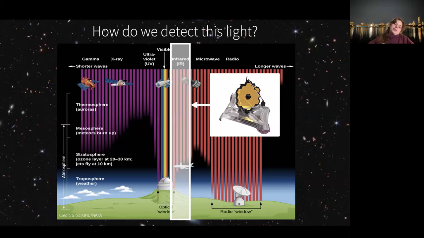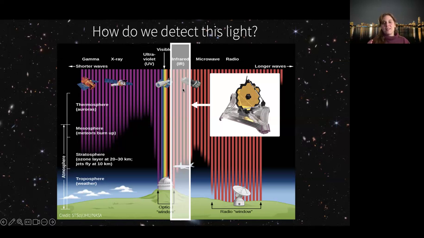And so I'd like to spend most of the rest of the talk telling you why infrared, how you detect such faint light in the infrared, and what specifically James Webb Space Telescope is using to enable the sensitivity that then enables the science that people like me are doing with it.